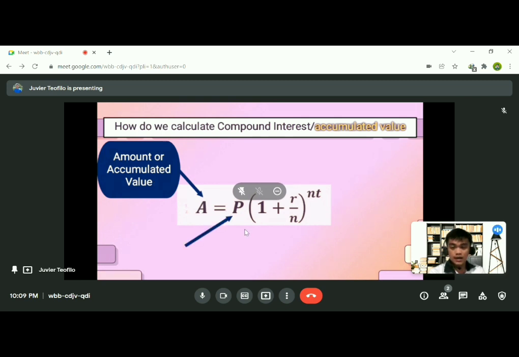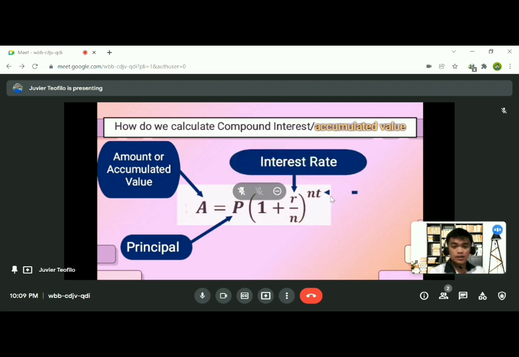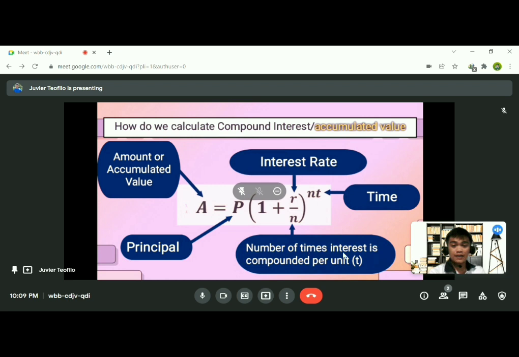P is our principal, and R is the interest rate. T is the time, measured in hours, days, weeks, months, and years. And our N here is equal to the number of times interest is compounded per unit.